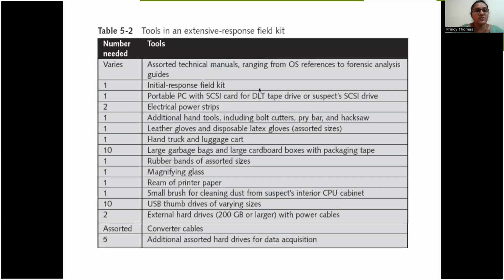Now, an extensive response field kit has extra items, and this varies. There are a number of manuals, OS references, and forensic analysis guides. The initial response field kit will be there, and in addition, a portable PC with SCSI card, electric power strips, additional hand tools, bolt cutter, pry bar, hacksaw, leather gloves and disposable latex gloves of assorted sizes, a hand truck and luggage cart if it's heavy, large garbage bags and large cardboard boxes with packing tape, rubber bands of assorted sizes, magnifying glass, printer paper, small brush for cleaning dust, USB drives, external drives, converter cables, additional assorted hard drives, etc. So depending on what kind of scene we are going to collect data from, we might need the initial response field kit or the extensive response field kit.